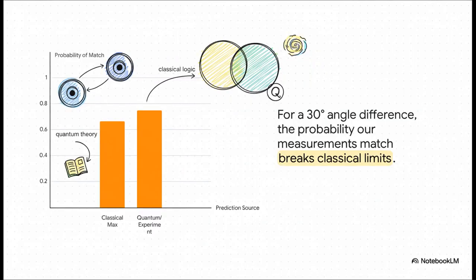And this is where the rubber hits the road. If we set our detectors 30 degrees apart, classical logic, with all its hidden instruction books, predicts that at best, our results can only match 2/3 of the time, about 67%. But quantum theory, with its weird negative probabilities, predicts 3/4, 75%. And when you actually go into a lab and do the experiment, you get 75% every single time.